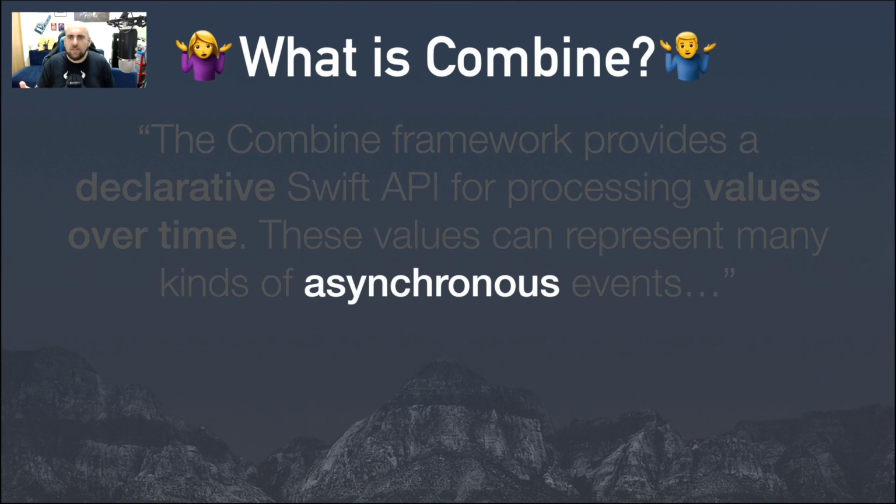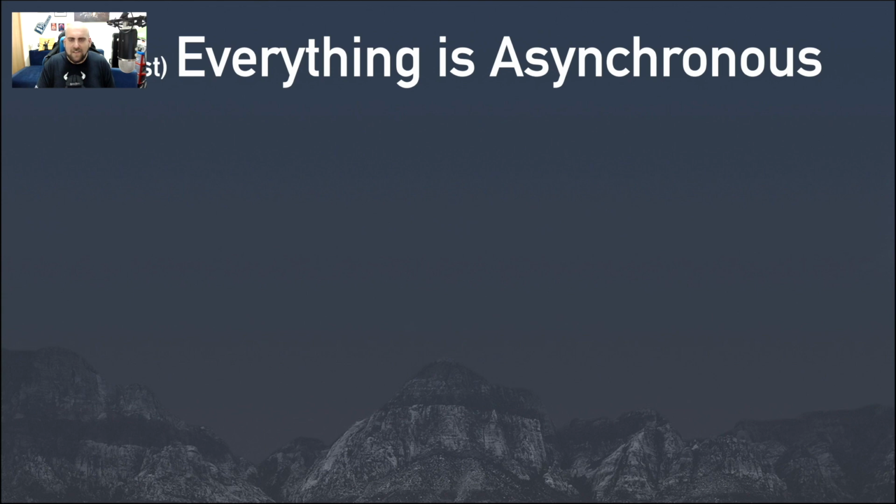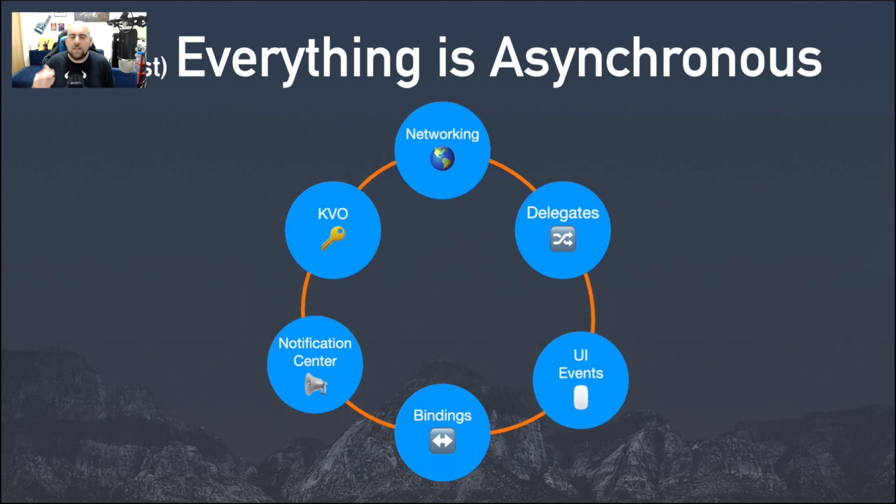So when we talk about asynchronous, what do we really mean? Basically, everything. Everything in your app basically is asynchronous. If you think about it, networking, KVO, even a user's input, tapping on a screen, all these things are events that happen over time and asynchronously. So we can really wrap all of these in something called a publisher in Combine. I'm going to share a bit more about what that means, but it's just a unified way to represent things that happen over time.